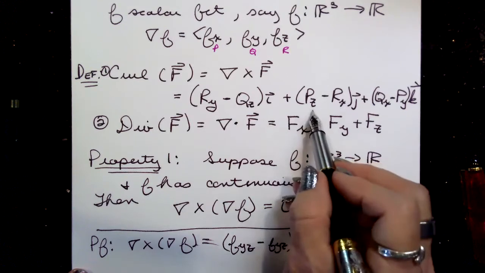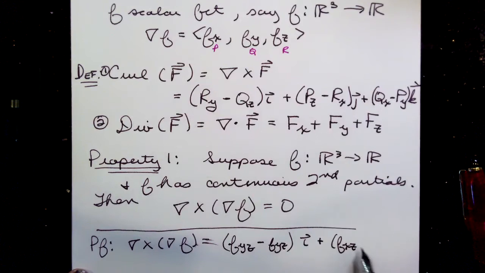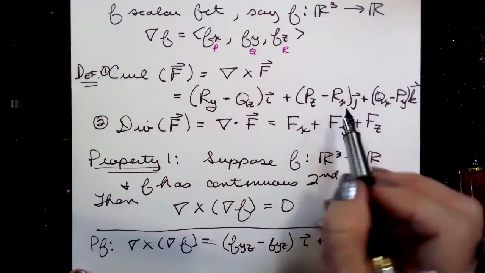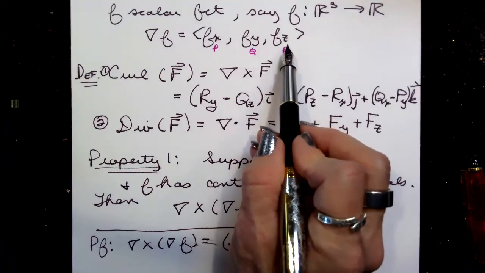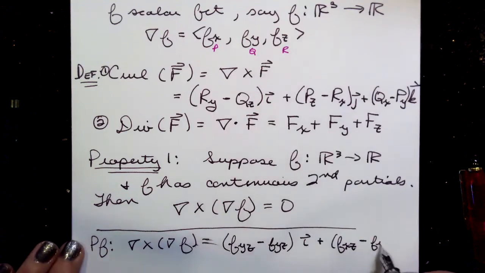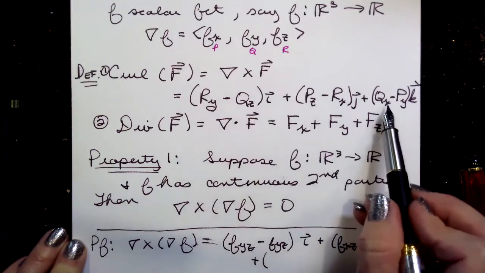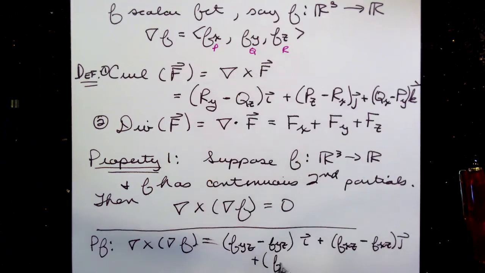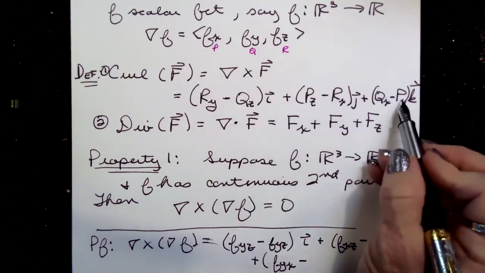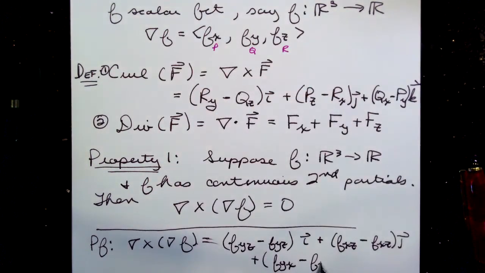And now what about the second component? So P sub z is f sub x sub z minus R sub x, but R sub x is f sub z sub x, which is the same thing as f sub x sub z because the second partials are continuous. Clearly that's 0. And now what about the last component? The last component is Q sub x, so that is f sub y x minus P sub y, which is f sub x y, which is the same thing as f sub y x.